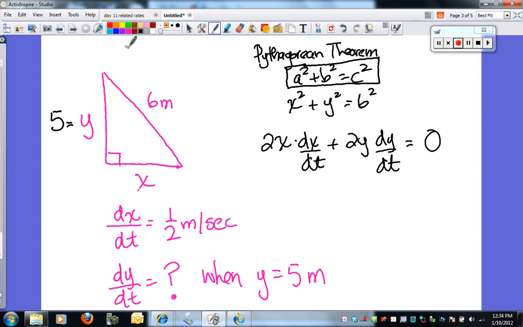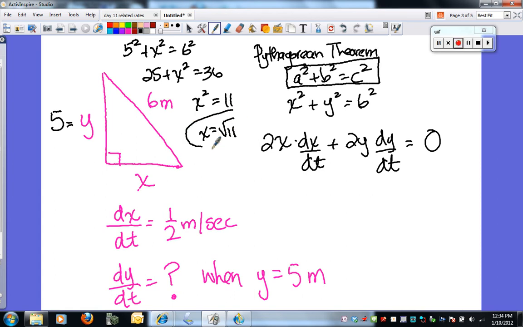Well, we know that 5 squared plus x squared equals 6 squared, or 25 plus x squared equals 36. Subtract 25 from both sides. We get what? x squared equals 11. x is equal to the square root of 11. All right, so it's not a pretty number, but it's a number nonetheless.